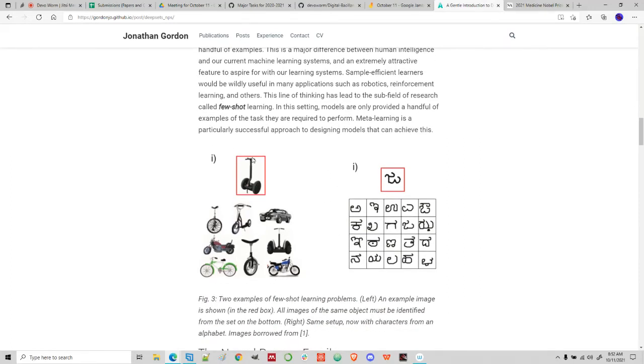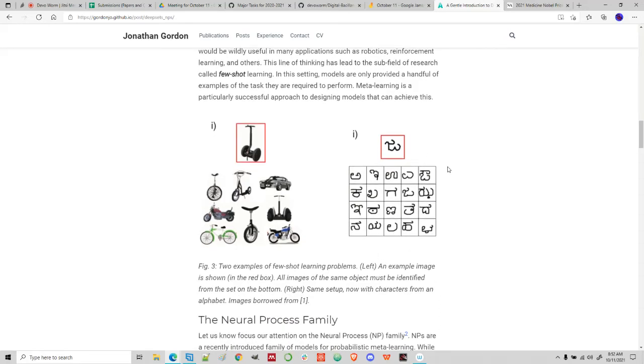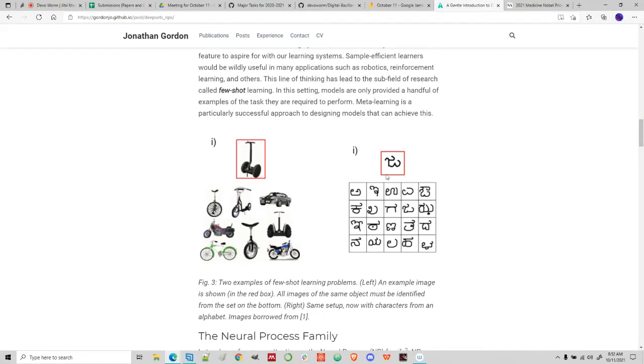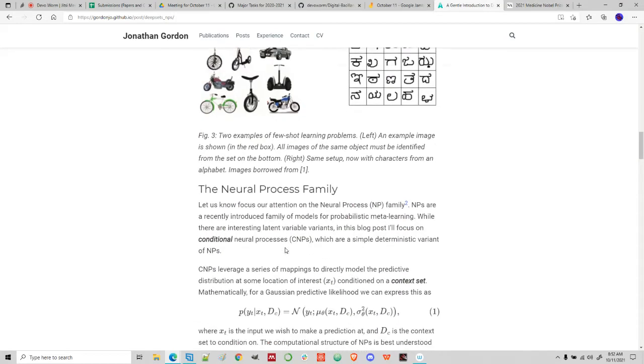So here are some examples. This Segway scooter, does this generalize to different types of wheeled transport? Or does this letter approximate a number of other letters in a writing system? That's something you want to try to test given your algorithm. And if you can get few-shot learning, you can maybe introduce a couple of different types of wheeled transport and get the entire set of wheeled transports that exist. That's the kind of thing you're trying to do with few-shot learning.